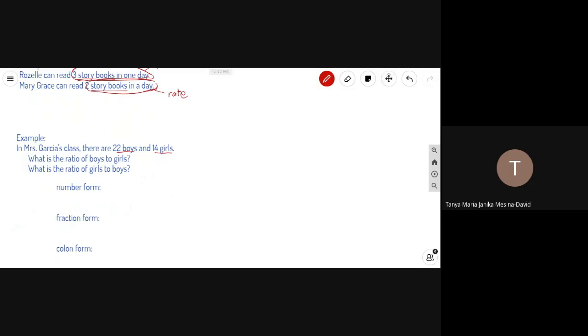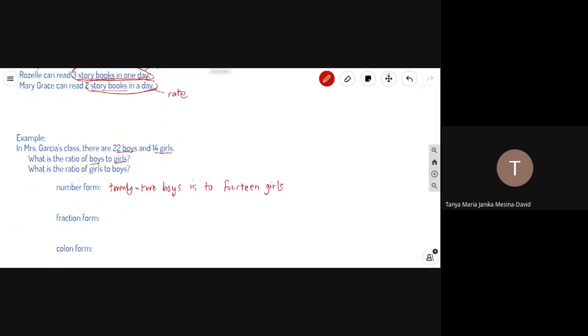So how do we write it in number form? We simply write the numerical quantity found in our example. Of course, since it says boys to girls, boys should come first in terms of writing. Therefore, if you put it in number form, the ratio of boys to girls is 22 boys is to 14 girls.